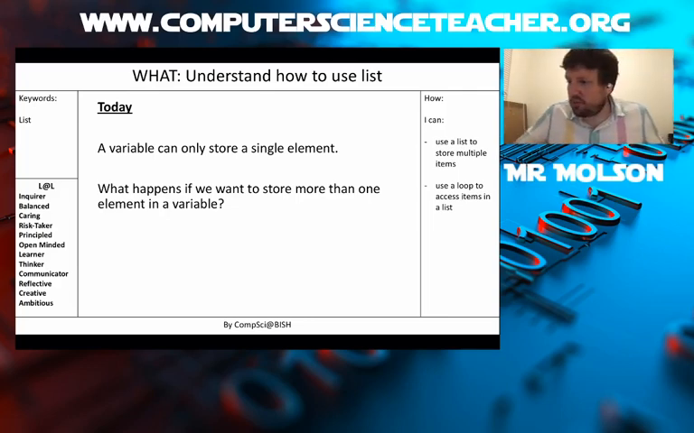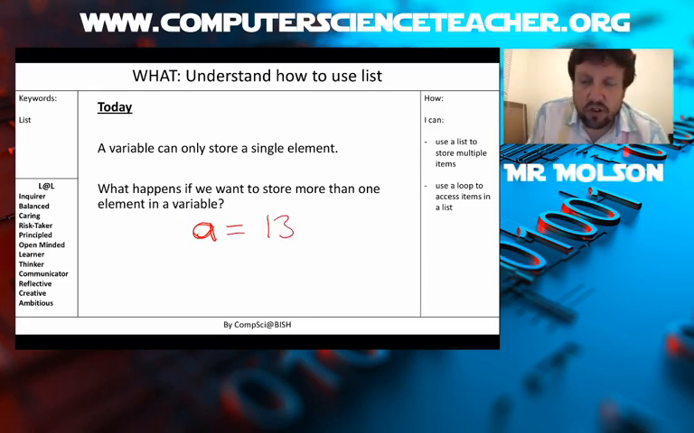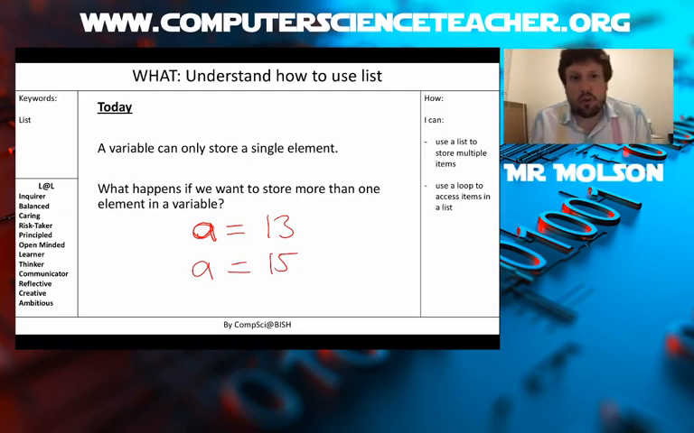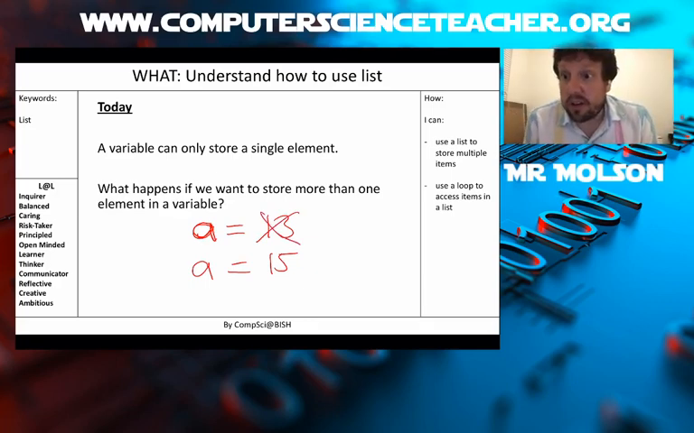So I'm just going to write that for us, and let's make sure we understand. If we start with this, what we've just done is we've assigned the variable a the value 13. So we're using variable a to store the value 13. Now if I do this, like so, I have just overwritten the value in variable a, and it's no longer 13, it is now 15. The 13's been deleted, it's been overwritten, and now variable a contains the number 15. So a variable can only contain a single element.